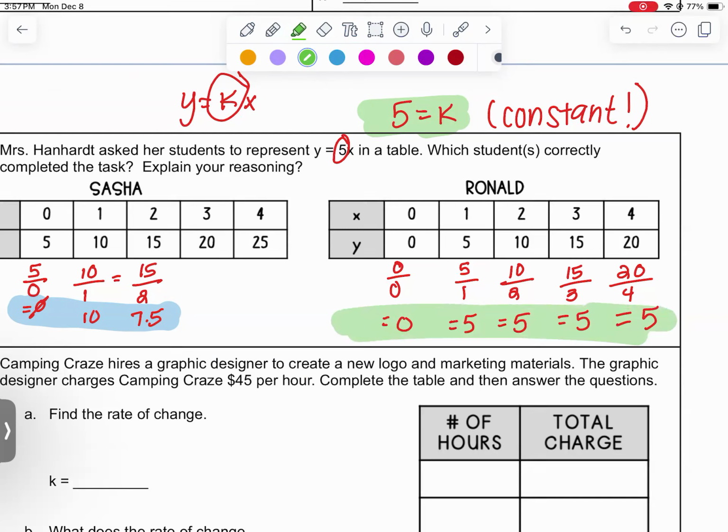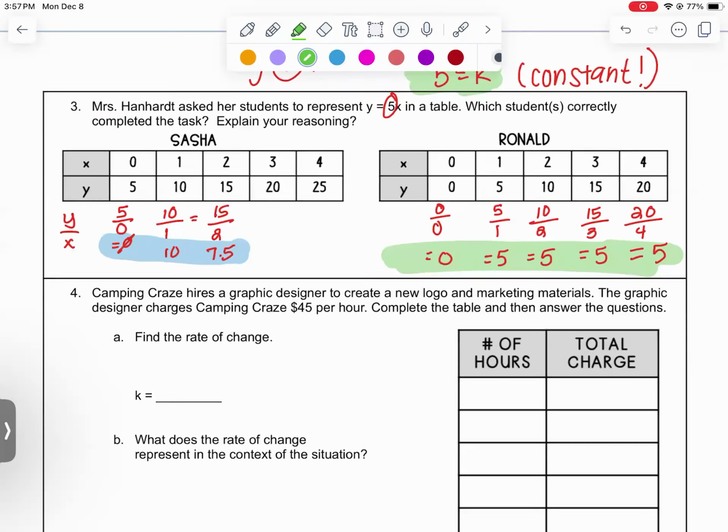Some of you might be thinking, well, I see a 0. That's not the same thing as 5. But it's like saying, I'm buying nothing, so I pay $0, right? That makes sense. Nothing and nothing, that makes sense. If I buy one thing, it's $5. If I buy two things, it's $10. So that 0 does work.